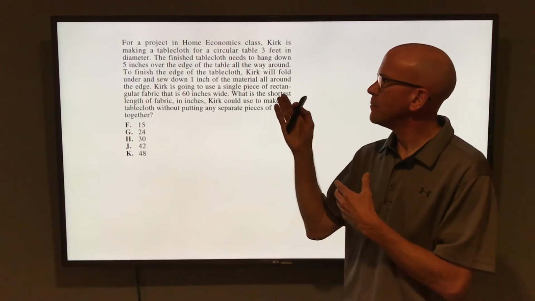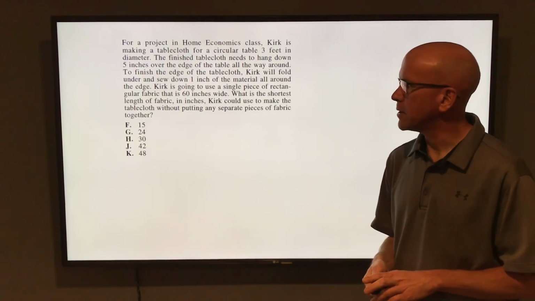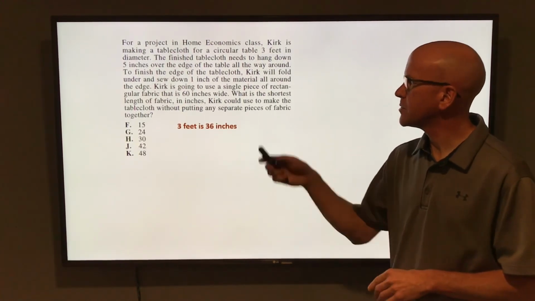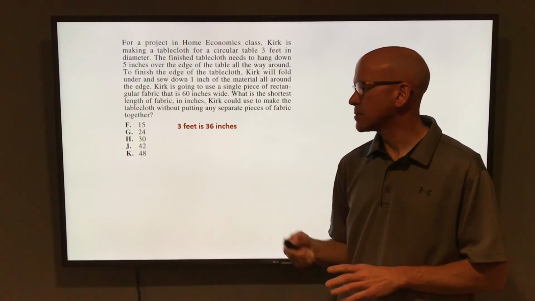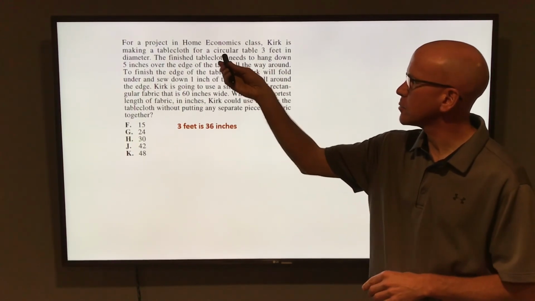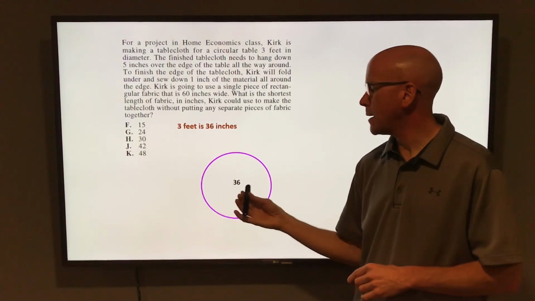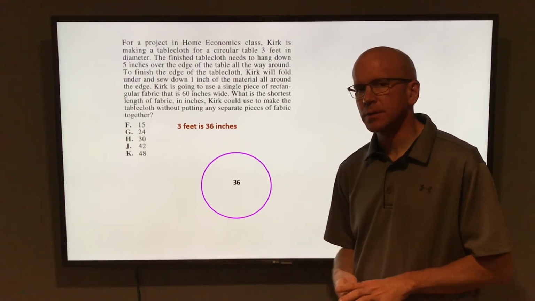Well, you have different measurements here being talked about. You have feet and inches. So you want to get all those on the same page. In other words, change the 3 feet to inches. 3 feet is 36 inches. It says a circular table 3 feet in diameter. So you have a circular table with a diameter of 3 feet, or in other words, 36 inches.